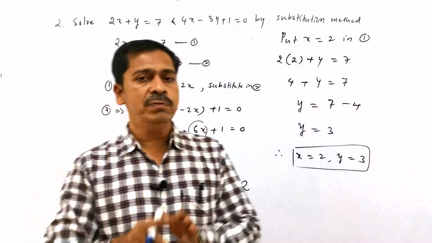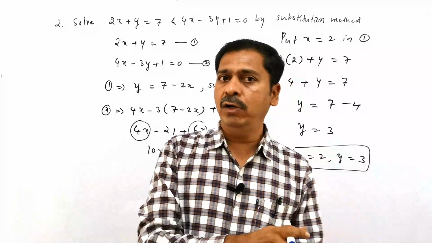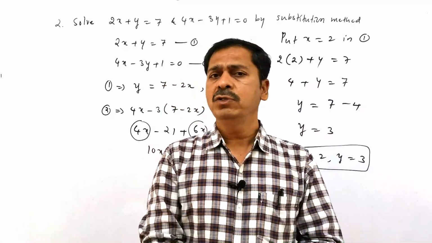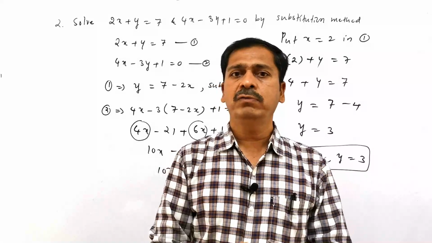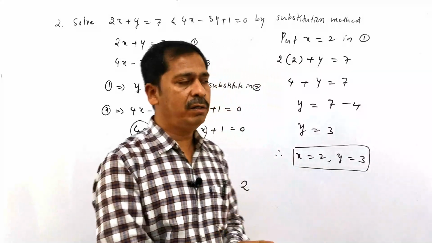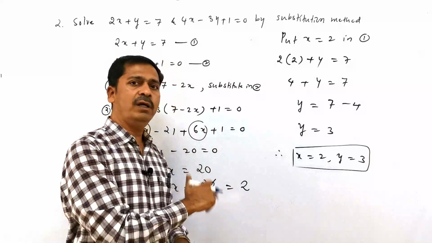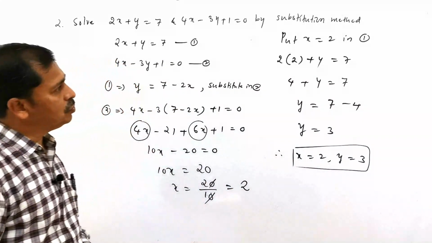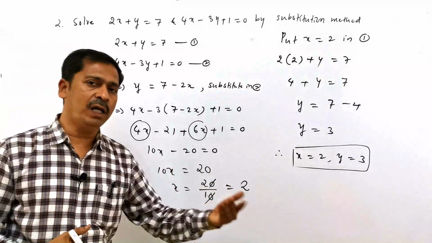This is the way of solving simultaneous equations by the substitution method. In this method, simply you have to extract either the value of x or the value of y, and then substitute in the other equation. So we get the solution for one of the variables, and then you substitute in any of the equations, and you will get the other variable. So this is the method of substitution, and let us move to the next method, that is the elimination method.